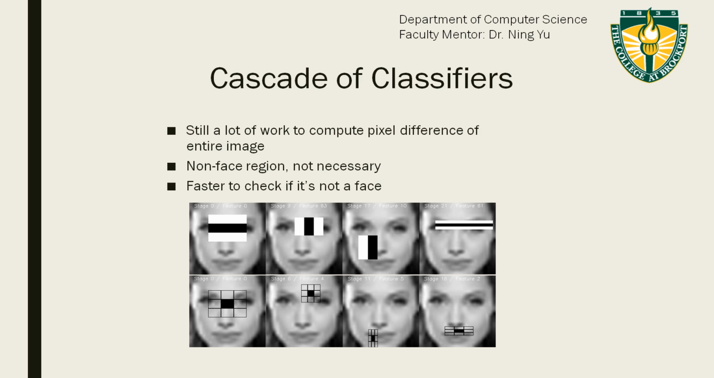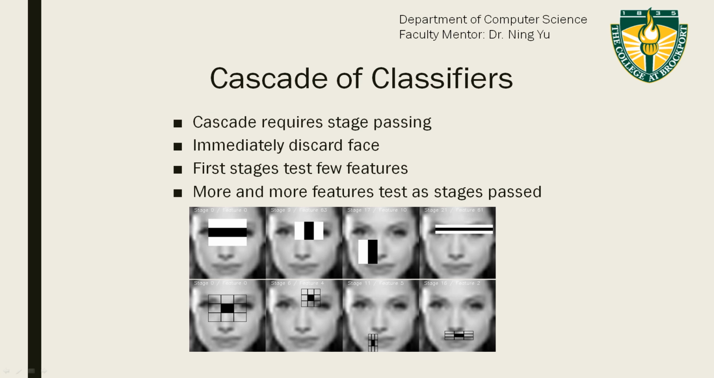I want to preface why we want to use the cascade of classifiers, and then I'll explain what the cascade means. So the cascade classifier is still going to be a lot of computation, but the way we can reduce the computation is by figuring out if the image that the computer's been given is really not a face, and it's not necessary to continue doing computation on the pixel difference of the face. We want to check if it's not a face because it's much faster. So what does this really mean for cascade of classifiers?